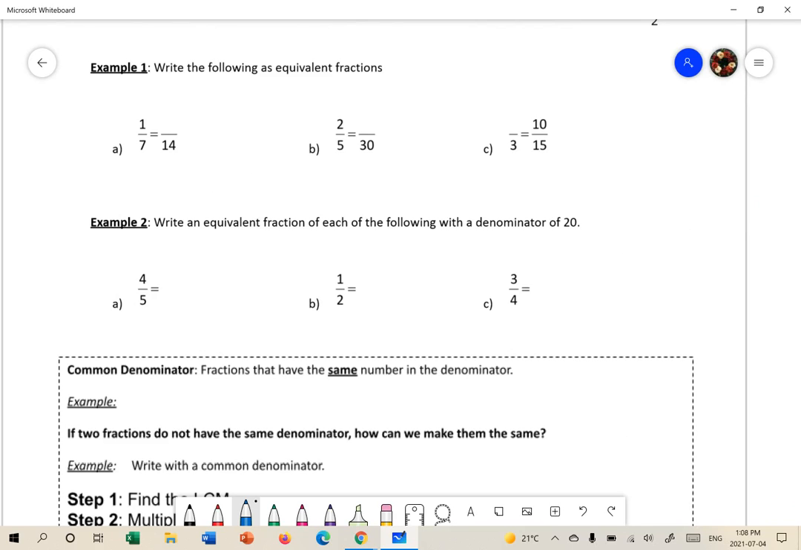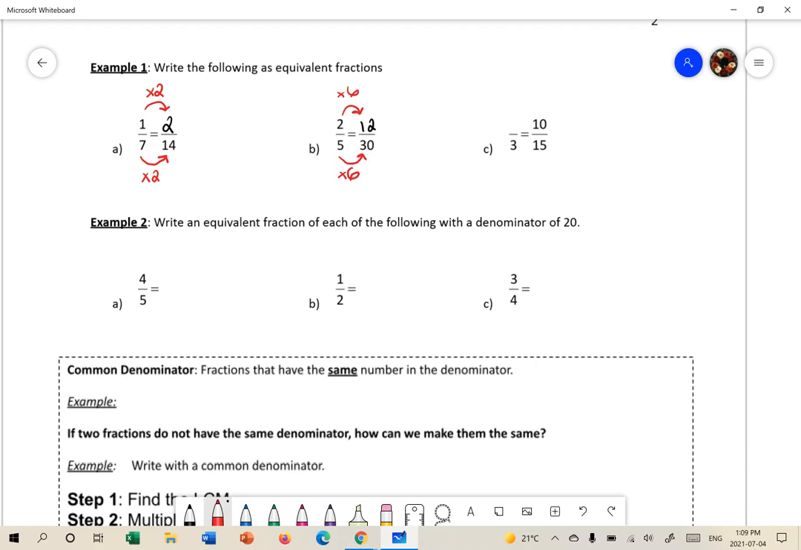Example 1, write the following as equivalent fractions. We're going to start with our denominator. What did we do to 7 to get to 14? Multiplied by 2. Whatever you do to the bottom, you're going to do to the top. So 1/7 is equivalent to 2/14. Next, you multiply 5 by 6 to get 30. So now we're going to multiply 2 by 6 to get 12.